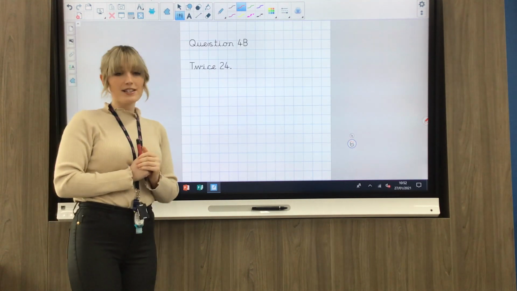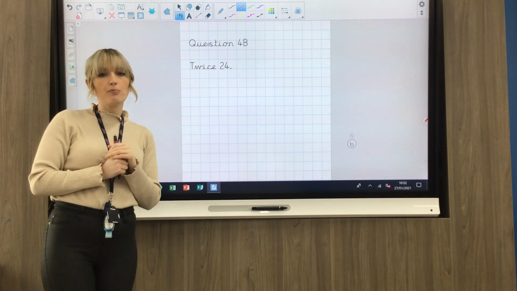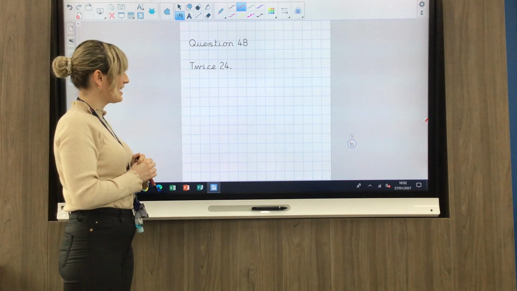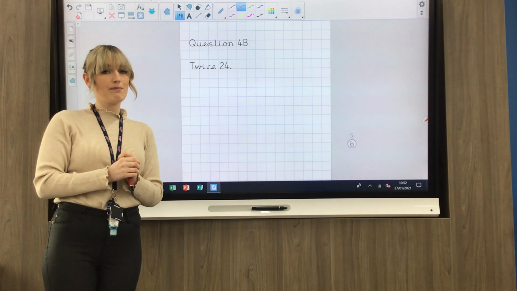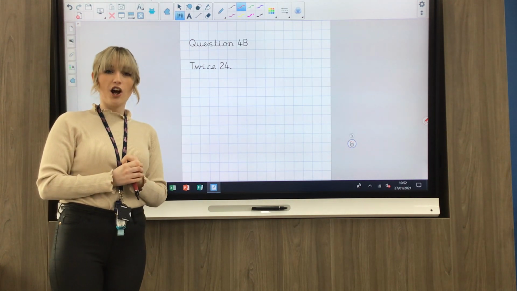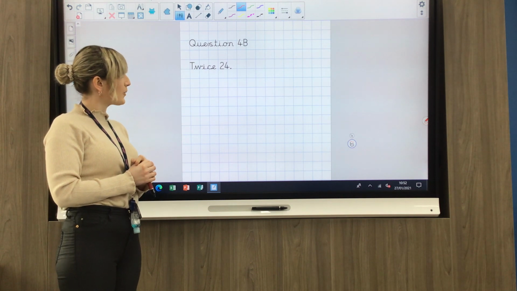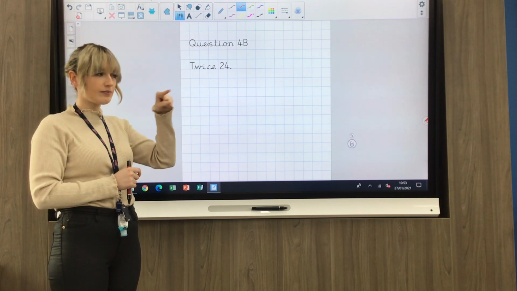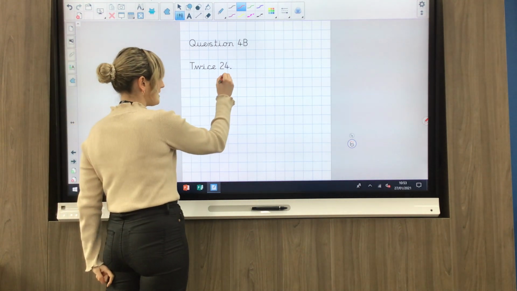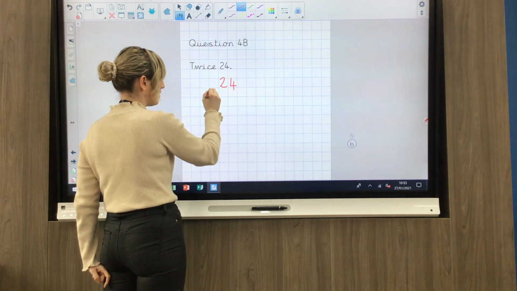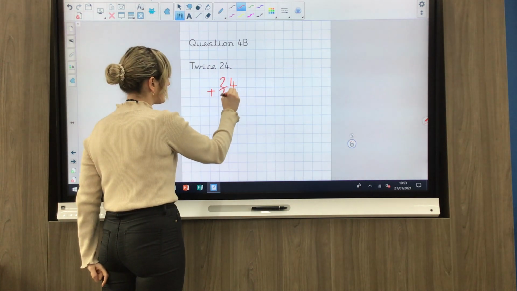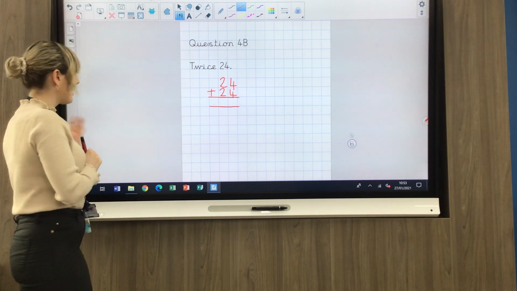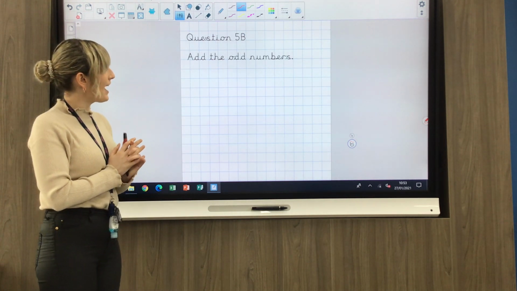Okay, the next question we're going to look at is question 4B, and it says, twice 24. Now I looked at this, and actually the maths it's asking is pretty simple. You'll get that straight away. I just thought it was an odd way of asking the question. So twice 24 is just saying 2 lots of 24, so 24 and another 24. An easy way to do it is 24 add 24, and you can do it in the column method really quickly.